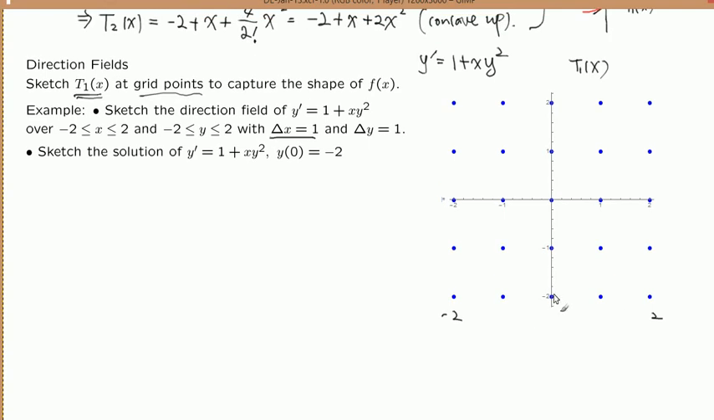Was y prime 1? So I'm going to sketch it like this. Fair enough? That's what the tangent line looks like. So let me go up there. So here is y prime, the slope, right? That's the meaning of y prime. It's 1 plus x times y squared.